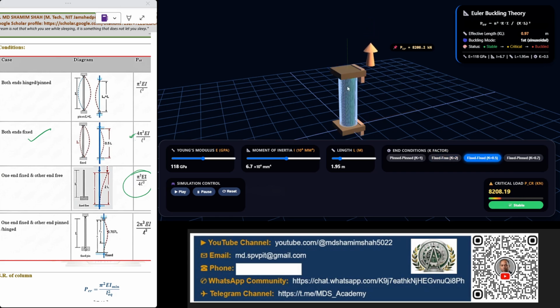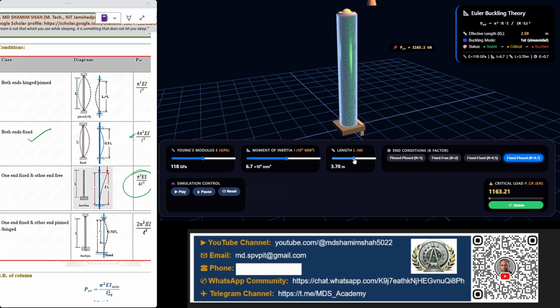Now the third case is fixed. See how it is now buckled. Another case is fixed-pinned. Now it is stable, now approaching buckled.